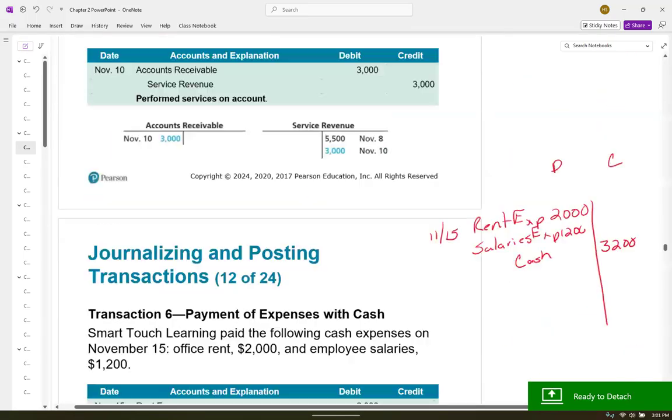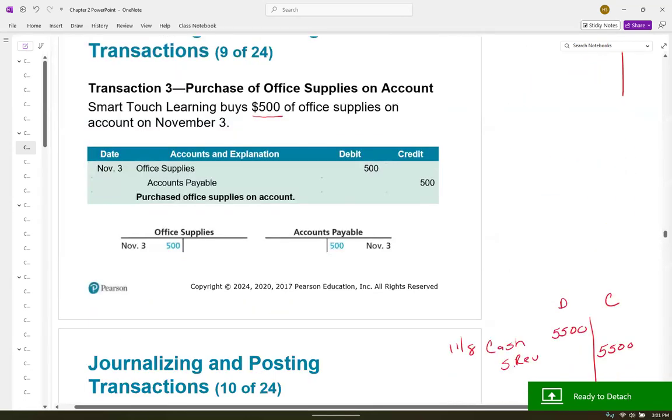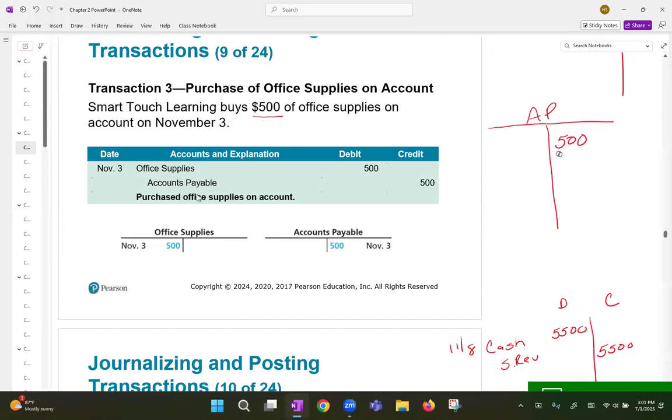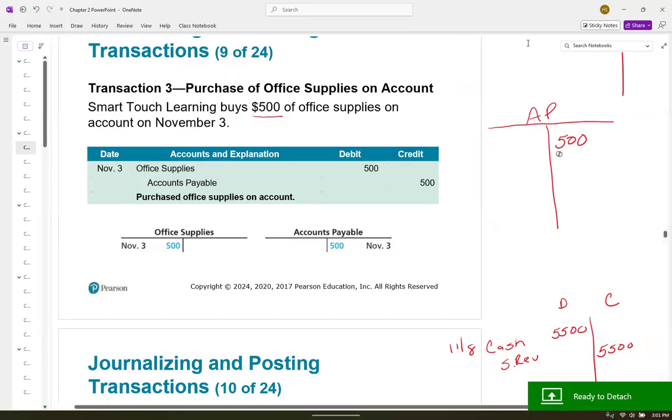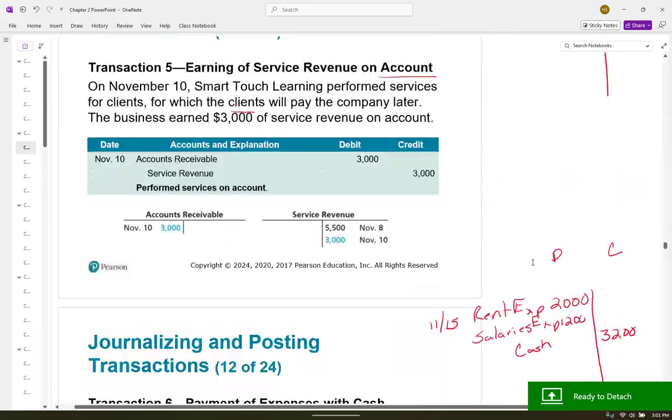Back up here, right here, we bought these supplies on credit. So we credited accounts payable for $500. That's all we're doing. They did it right here. I am going to bring this down to that transaction where we just paid it.